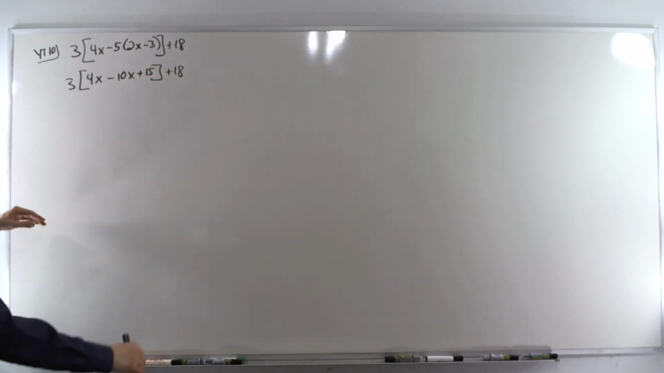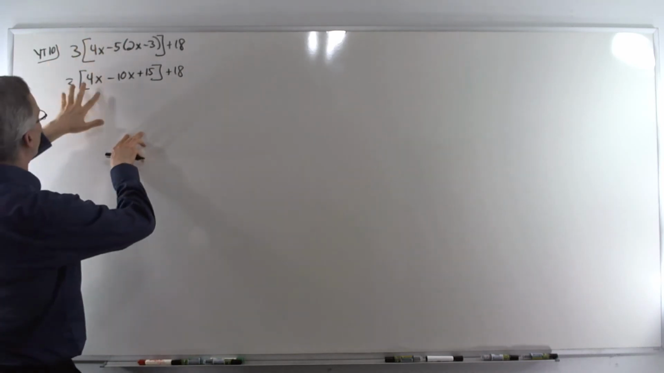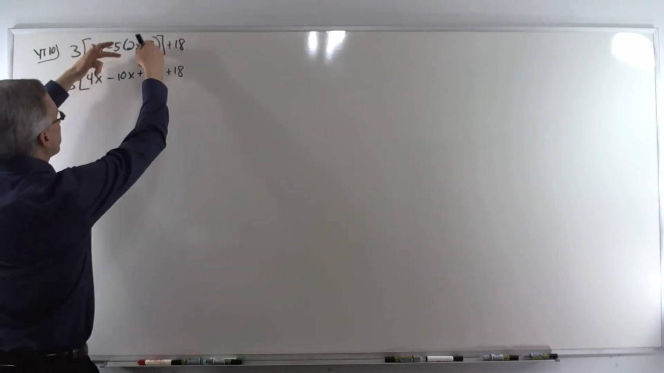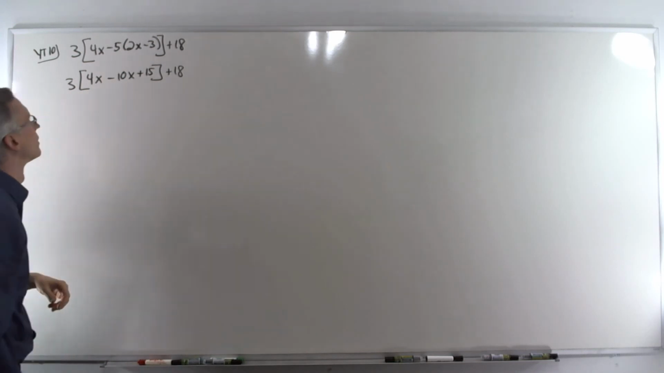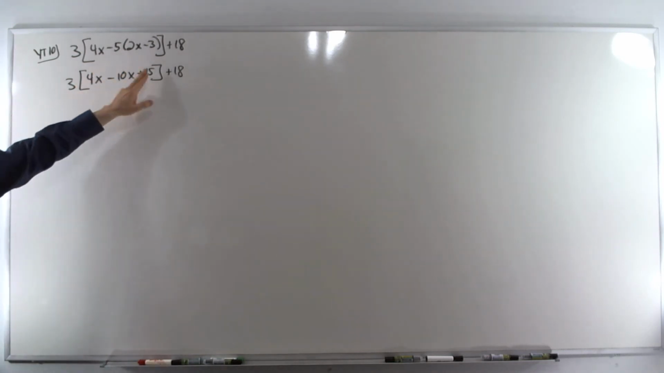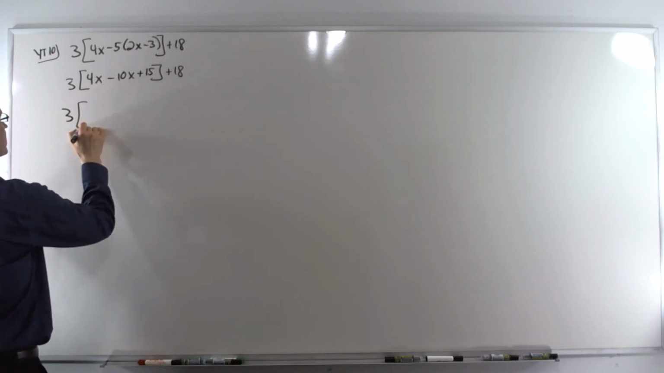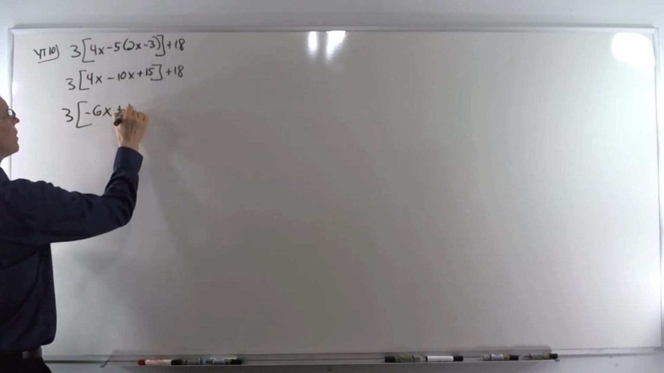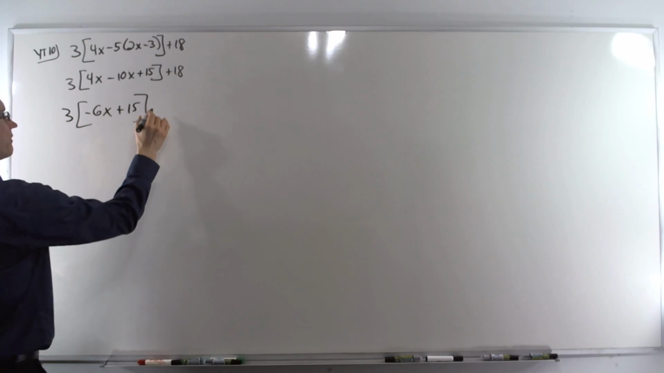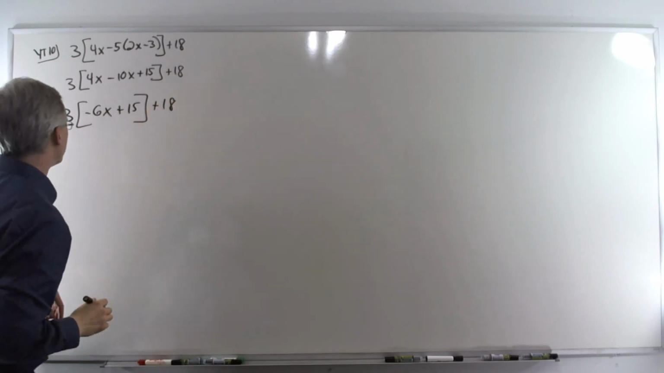All right, so there's our next step. These things come down exactly as written. Nothing changes there. The only thing that changes is this part. All right, now we're going to combine like terms inside the parentheses. 4x minus 10x is negative 6x. So we have negative 6x plus 15 inside the parentheses, plus 18 on the end.